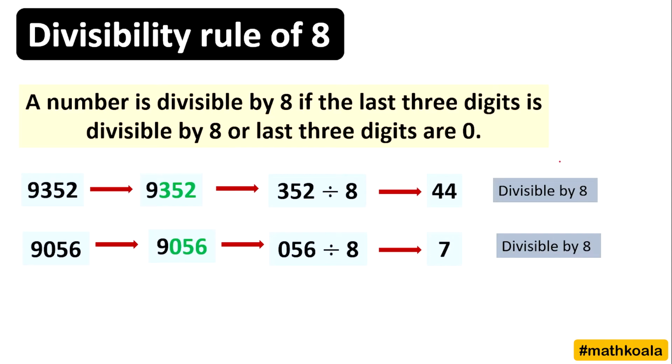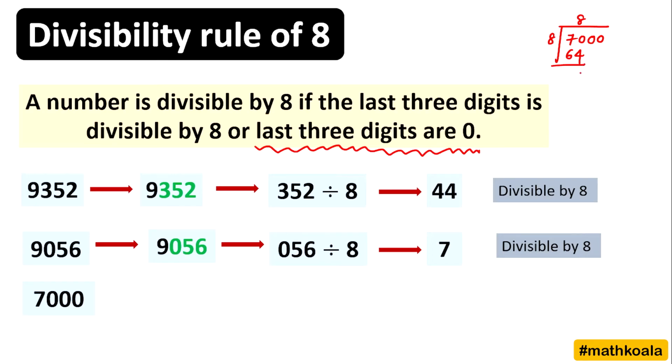Now we are going to apply the rule for the numbers in which the last three digits are 0. Consider this number, 7000. Let's divide this number by 8. 8 times 8 is 64. 70 minus 64 is 6. 60. 8 times 7 is 56. 60 minus 56 is 4. 40. 8 times 5 is 40. 40 minus 40 is 0. So, 7000 is divisible by 8 without a remainder.